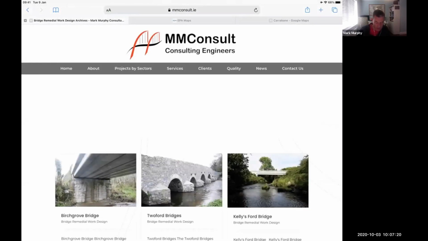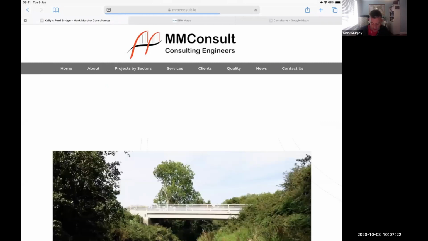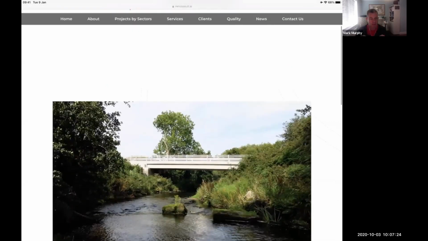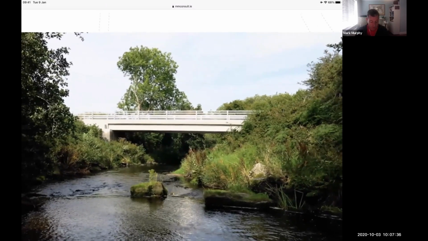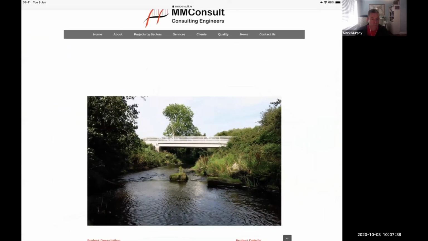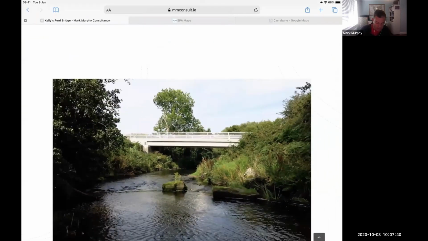This bridge here, Kelly's Ford Bridge, would have been an old steel bridge built back in the 20s or the 30s, I think, by two brothers who were in the British Army at the time. We found that the bridge had gone too far and needed repair work. So we replaced it with modern concrete beams and an aluminium parapet. So that's what I do, basically.